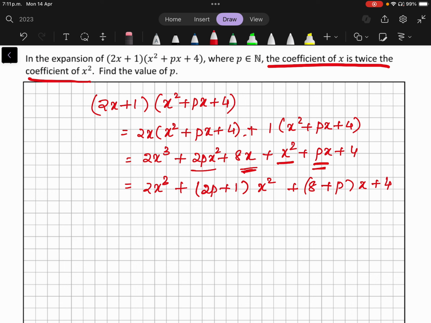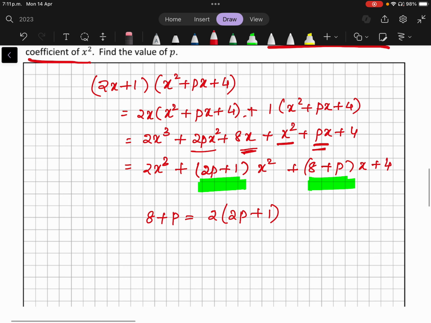Now we come back to the question. The coefficient of x, which is this one, is twice the coefficient of x². The coefficient of x² is this. So how will I write this? I can write it as 8 + p = 2(2p + 1). Twice means 2 times (2p + 1).